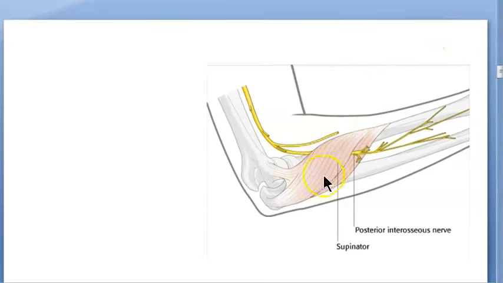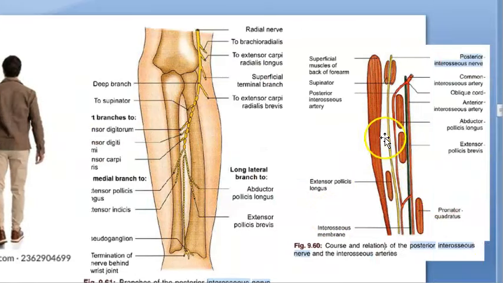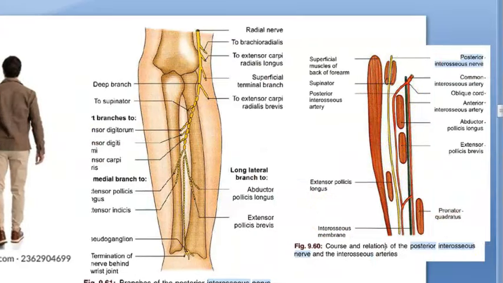Which exactly is the radius here and which exactly is the ulna? This seems to be the ulna, and this is the radius. So it is winding around within the muscle. It winds backwards around the lateral side of the radius, within the muscle. Here it emerges from the supinator on the back of the forearm. Here it lies between the superficial and the deep muscles, which you can see here. You can see the nerve lying between the superficial and the deep muscles.